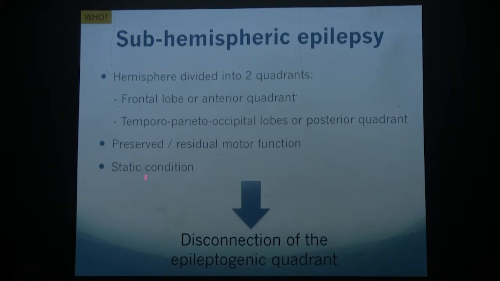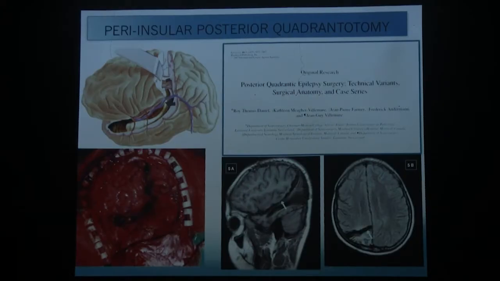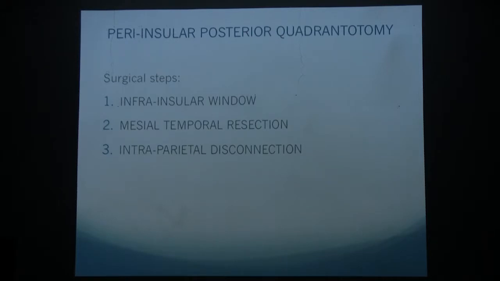Of course, this has to be a static condition. You cannot have a disease which is progressive, because then these kind of disconnective epilepsy surgeries are contraindicated. So what needs to be done is a disconnection of only the epileptogenic quadrant. Now this technique we published many years back, more than 10 years back, in which this whole posterior quadrant is disconnected. So you see the disconnection here. That's your post-op images which show the disconnection. I'll try to explain that.